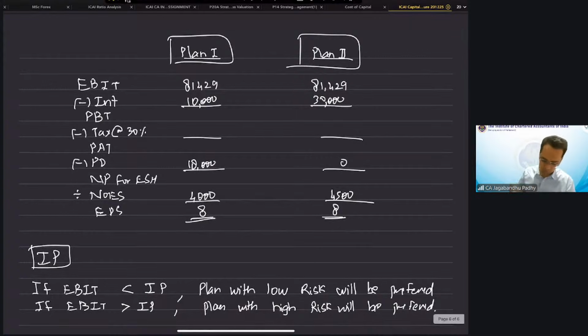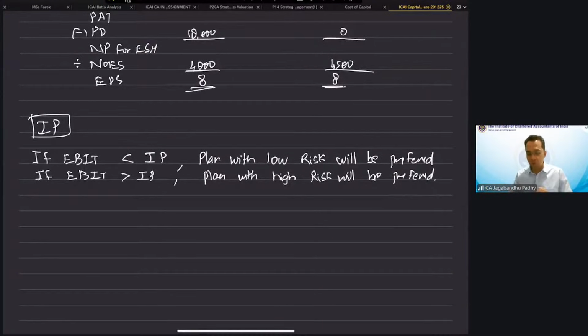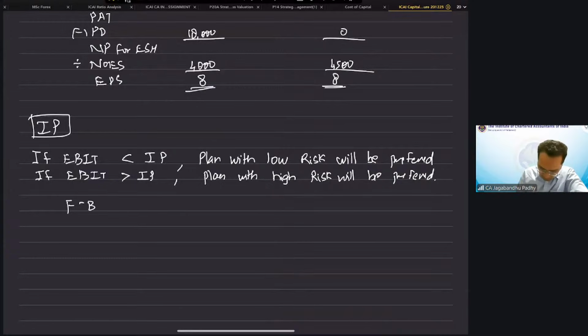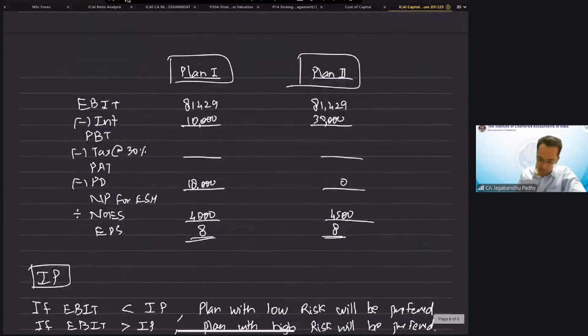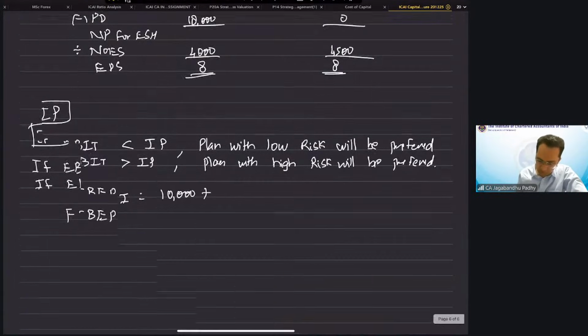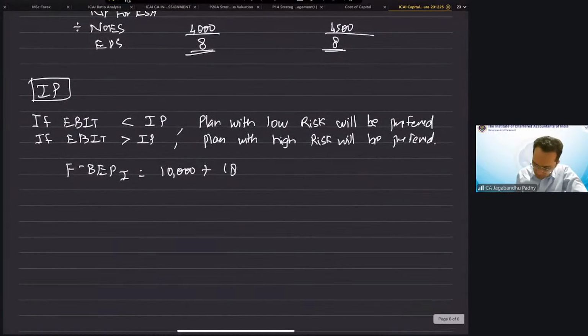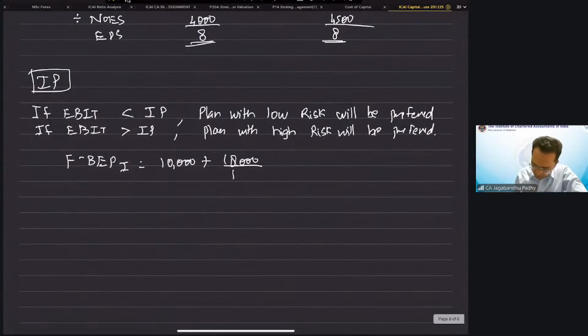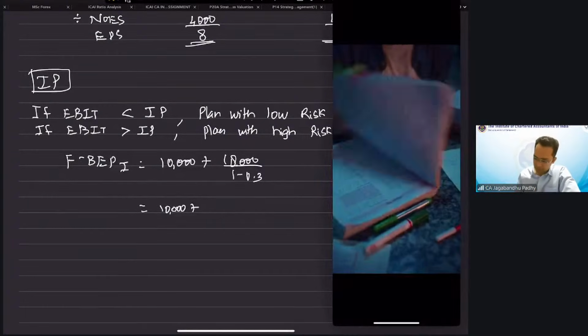Same risk? No. How do we know which plan is more risky or less risky? We calculate the financial break-even point. So let us compute the financial break-even point of plan 1. It is interest of 10,000 plus preference dividend of 18,000 divided by 1 minus 0.3. So that's 10,000 plus 18,000 divided by 0.7.